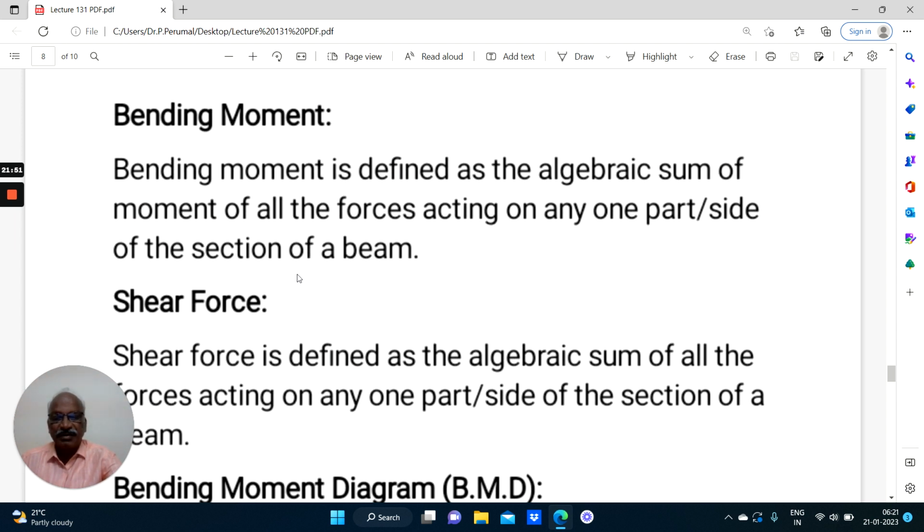Here again, it is given as a beam. It's a basic definition. The structure may be a beam, maybe a slab, maybe a bridge, maybe an arch, maybe a suspension bridge, anything. But to start with, bending moment is defined as the algebraic sum of moment of all the forces acting on any one side of the section of the beam.